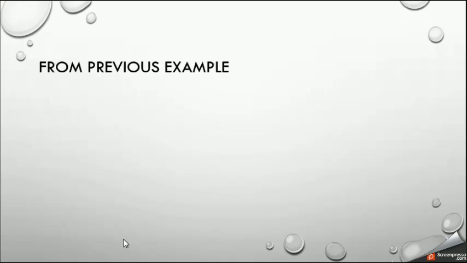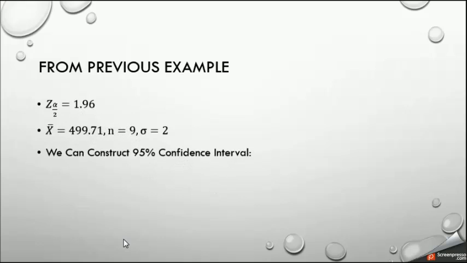So let's have an example. From the previous example about the capacity of water bottles, we had z alpha over 2 equal to 1.96. We also have the sample mean x bar equal to 499.71, and the sample size is 9 bottles. We are aware of the population standard deviation, sigma, being 2. Now let's construct the 95% confidence interval.